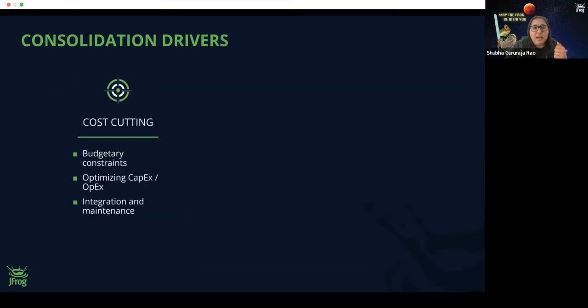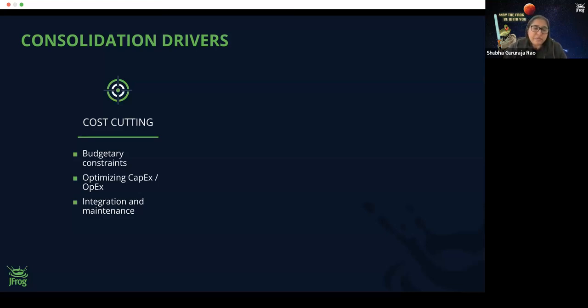Moving on to the next one, consolidation drivers, right? Cost cutting. We talked about how recession is affecting some of these companies. With recession, the first thing that comes to mind is, okay, I have to make sure that I'm not spending too much money. So budgetary constraints come in.